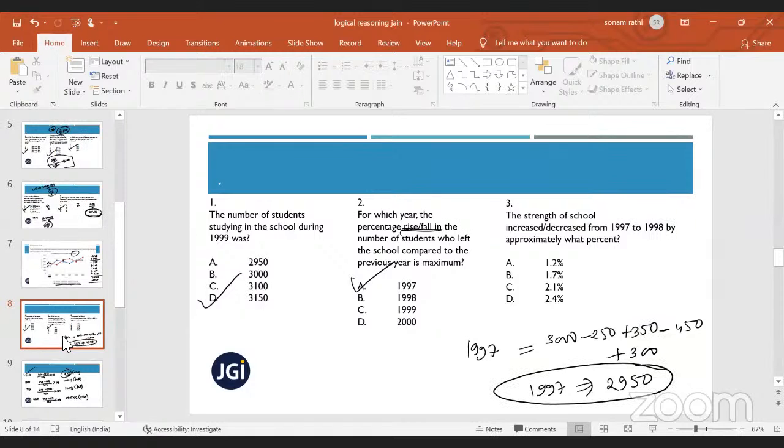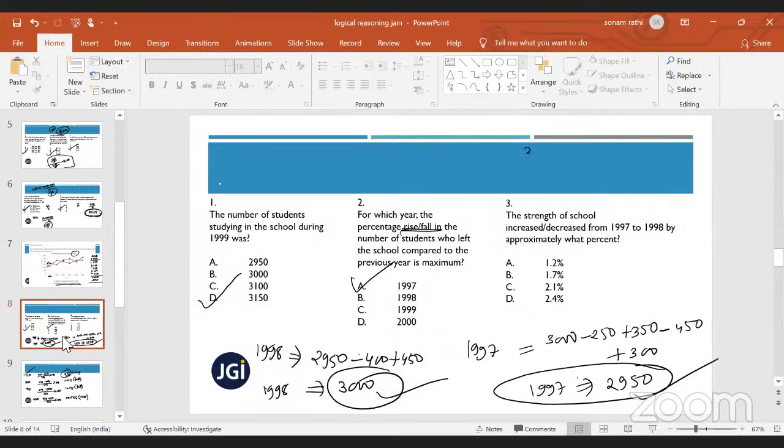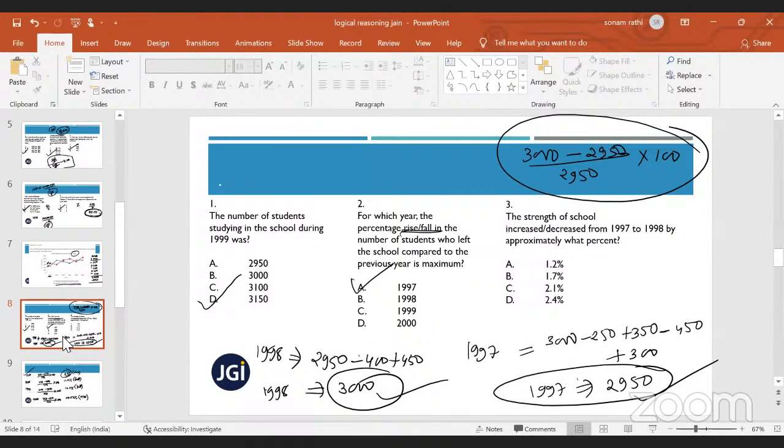Similarly, calculate 1998. So 1997 last value and then minus 400 plus 450. So 1998 is how much? 3000. So now 3000 and 2950. So 3000 minus 2950 upon 2950 into 100. Do the calculation, you will get the answer. Answer is 1.7. Got it?